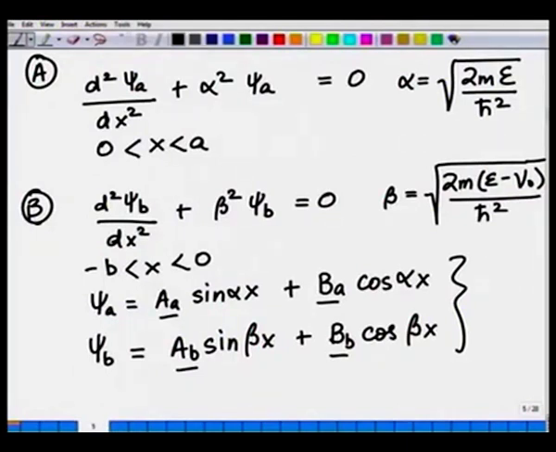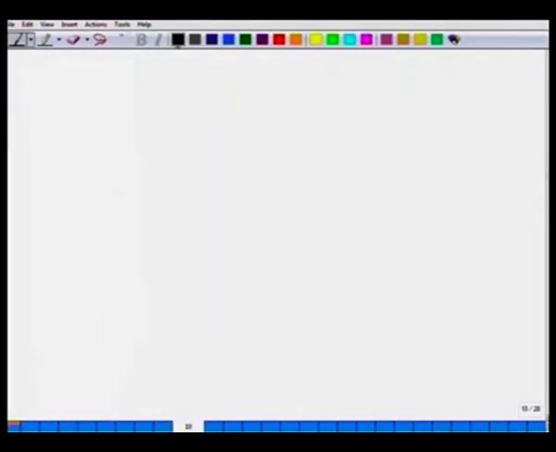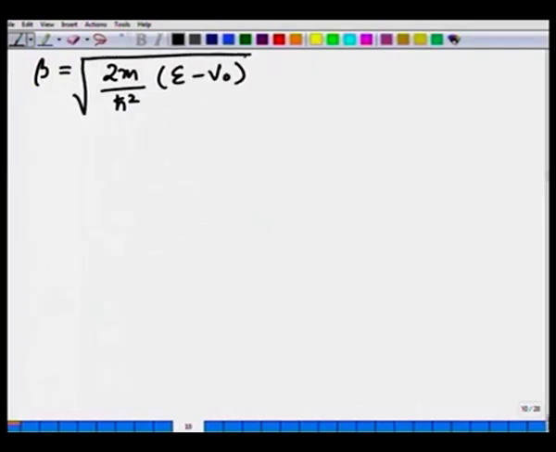All right. So, in order to do so, I am going to separate these out by making certain modifications to how we are going to write it. Now, what is beta in this? So, beta is equal to the square root of 2m by h bar square times (energy minus V0). This is what this quantity is.